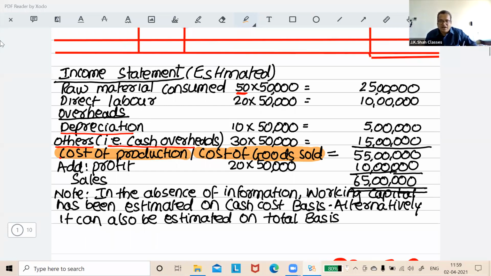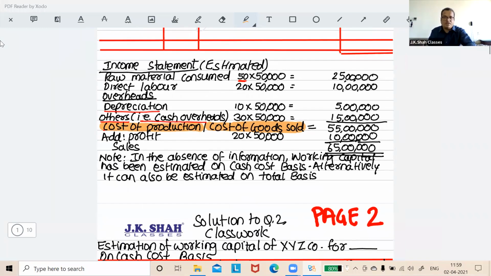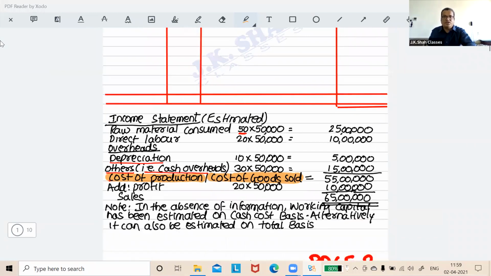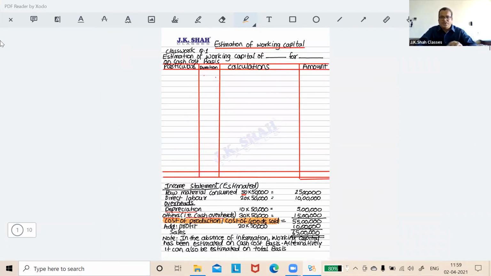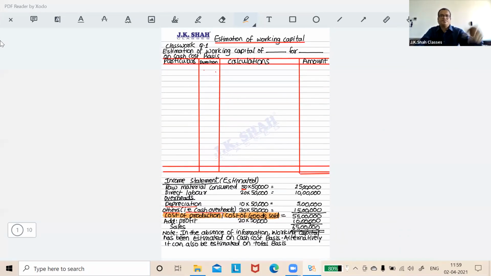Then add profit and then sales. And see this note: in the absence of information, working capital has been estimated on a cash cost basis. Alternatively, it can also be done on a total cost basis. By giving this note, we are safe. So I want you to present this, then we will start solving together. Roughly half a page should be the space for this working.